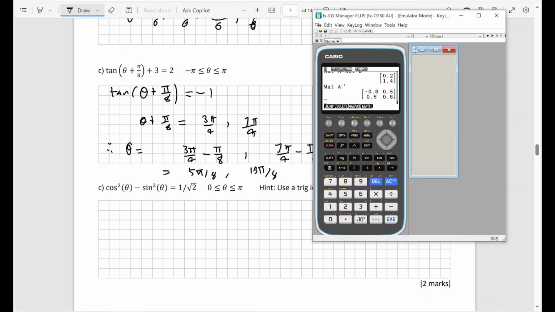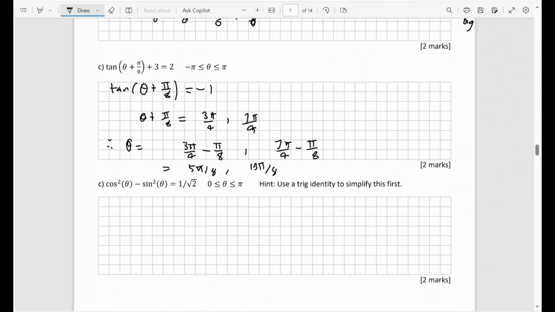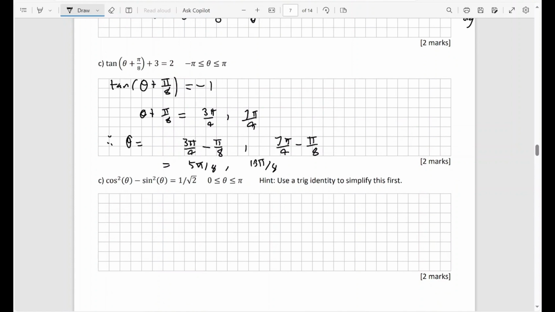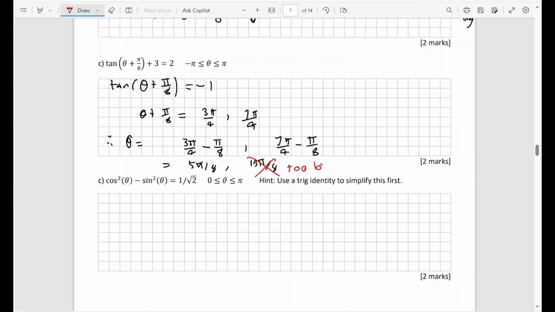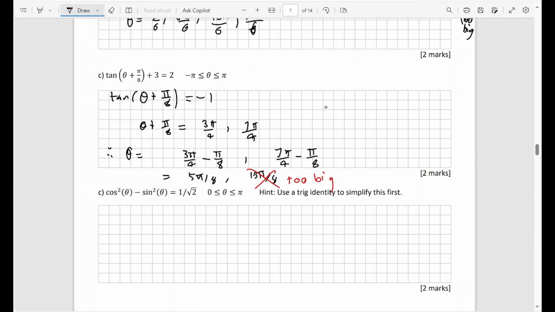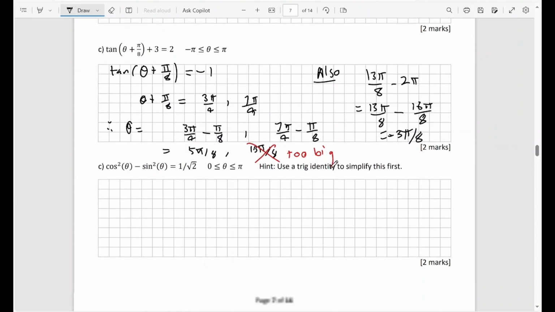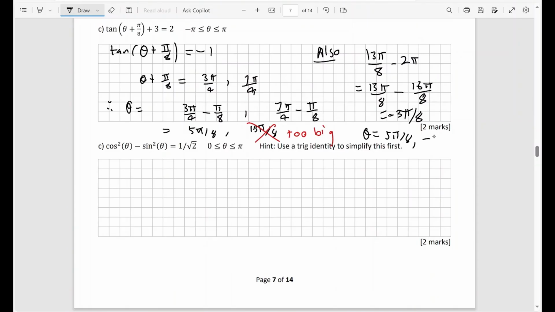Now, a good strategy for adding these weird numbers is you can just do 3/4 take an eighth on your calculator, and that will spit out what you need, like it's 5 pi over 8, for example. Now, we haven't got all the solutions because I believe there's also another one that's negative. Now, this thing here is too big. But we also have 5 pi over 8, take 13 pi over 8, take 2 pi, which is 13 pi over 8 take 16 pi over 8, which is minus 3 pi over 8. Now, how do you double check this? So your answers are theta equals 5 pi over 8 and minus 3 pi over 8.